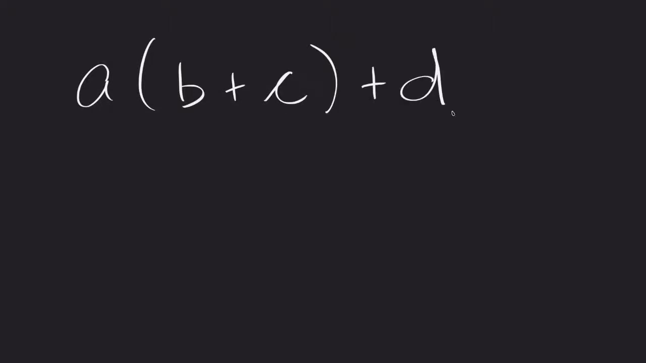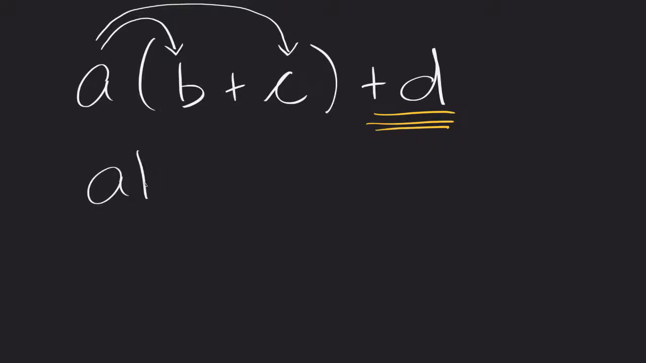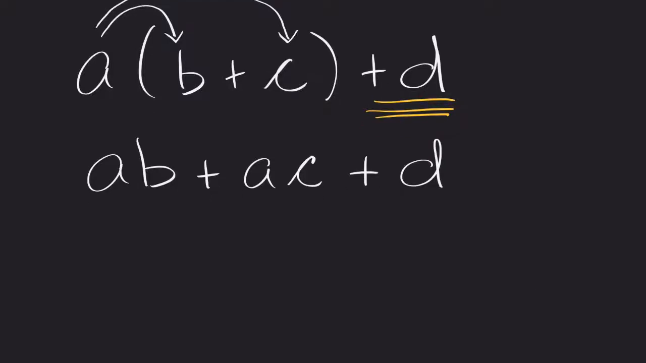Now you've got to be careful. One way that sometimes teachers will get you on something like this is they'll do something like this. What does the A distribute to in this case? Well, it only goes to what it's directly touching. So it'll go to the B and the C, but it will not go to the D. Why not? Because the D is sitting out here all by itself. So really what I get is AB plus AC plus D. D is just all by itself still.